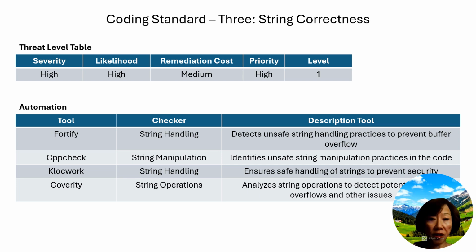So that gives you an idea that if you are doing something like this, make sure that your string manipulation and string handling is robust. There are 4 automation tools you can use for string handling: Fortify, Cppcheck, Klocwork, and Coverity. They all do string operations analysis to detect unsafe string handling practices, to prevent buffer overflows and other vulnerabilities.